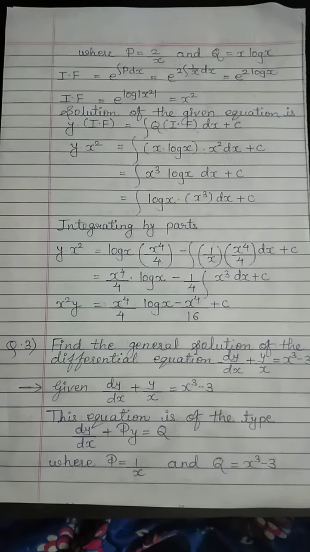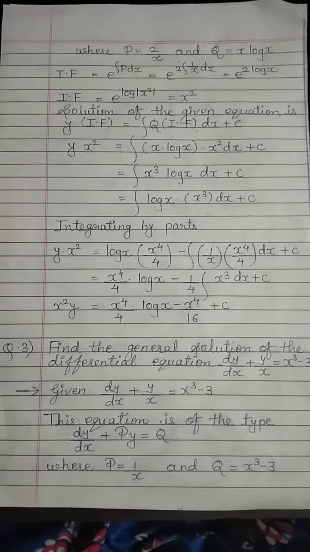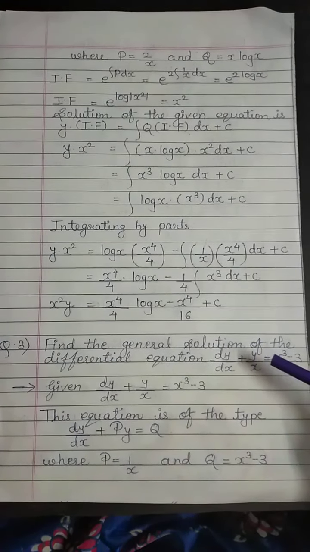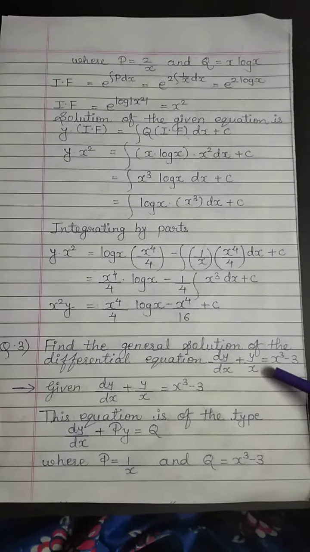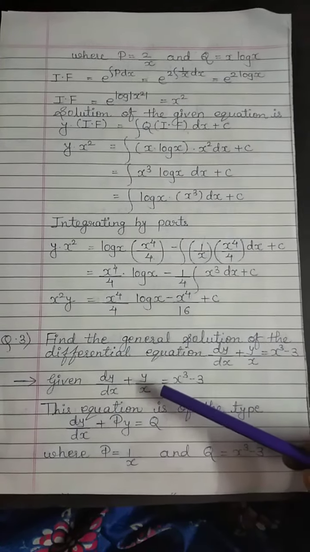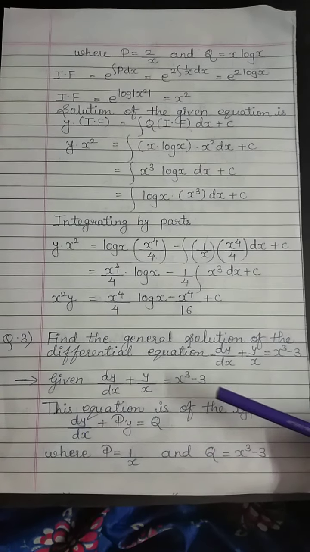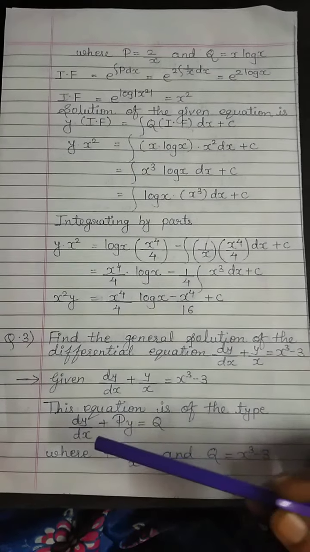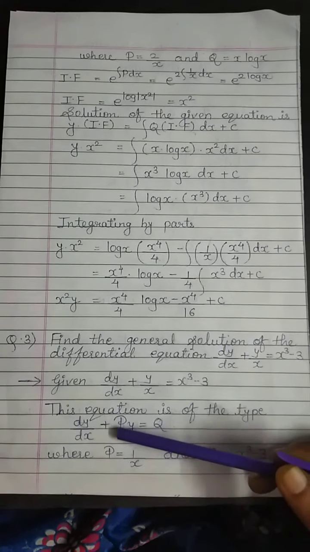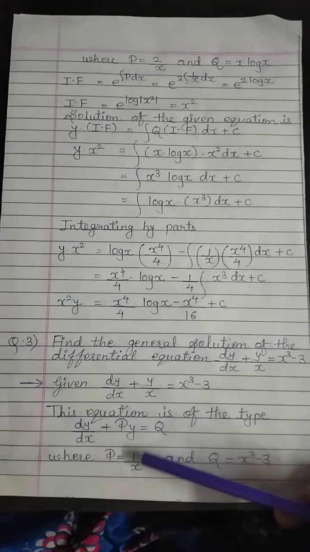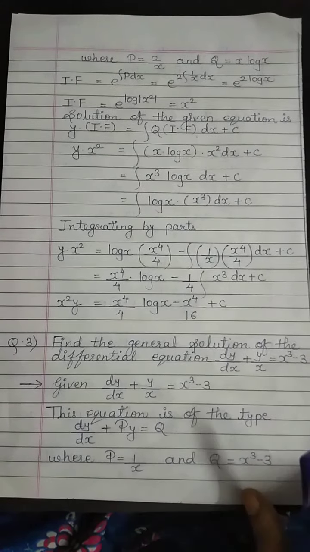Now question number 3. Find the general solution of the differential equation dy by dx plus y upon x is equal to x cube minus 3. Here also the differential equation is already given in linear format. So directly comparing with the type dy by dx plus py is equal to q, we can say that the value of p is 1 upon x and the value of q is x cube minus 3.